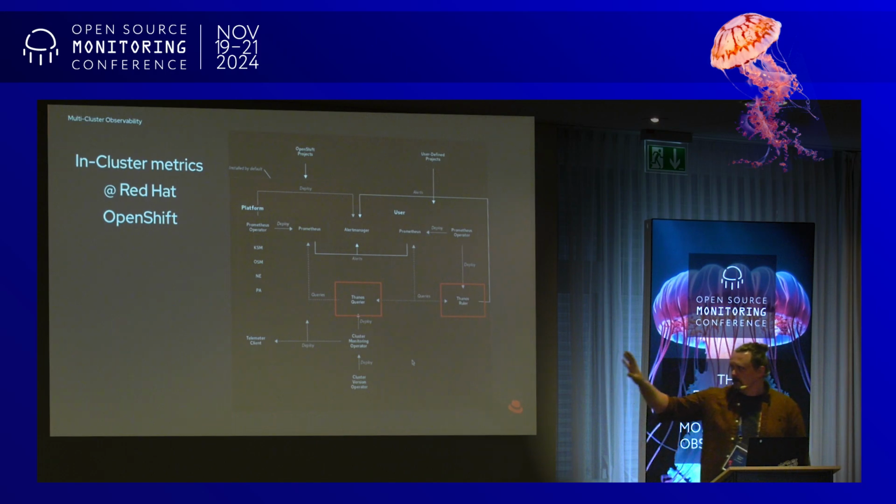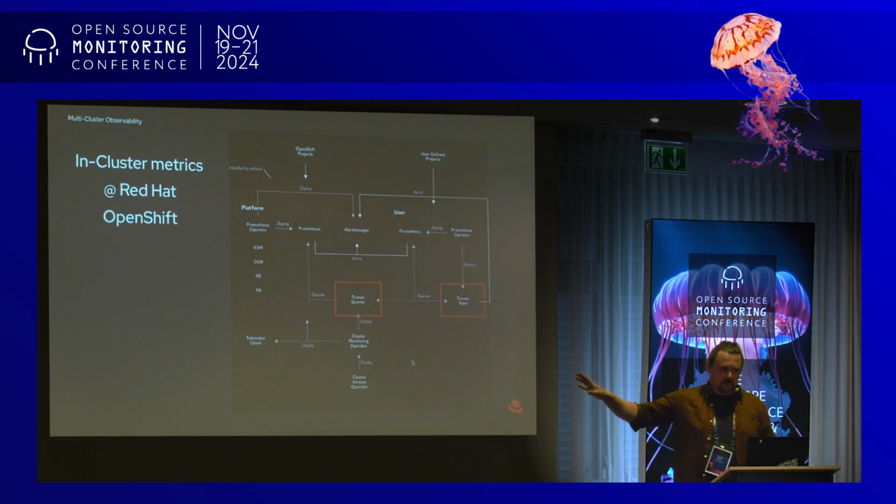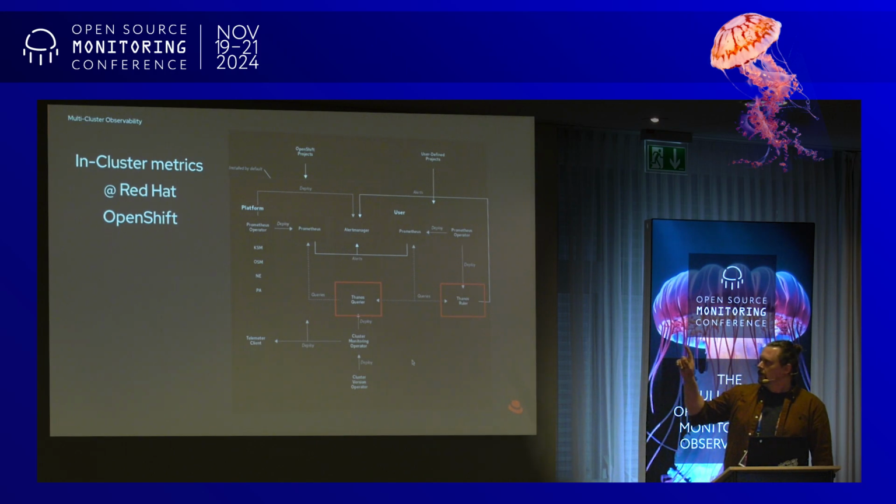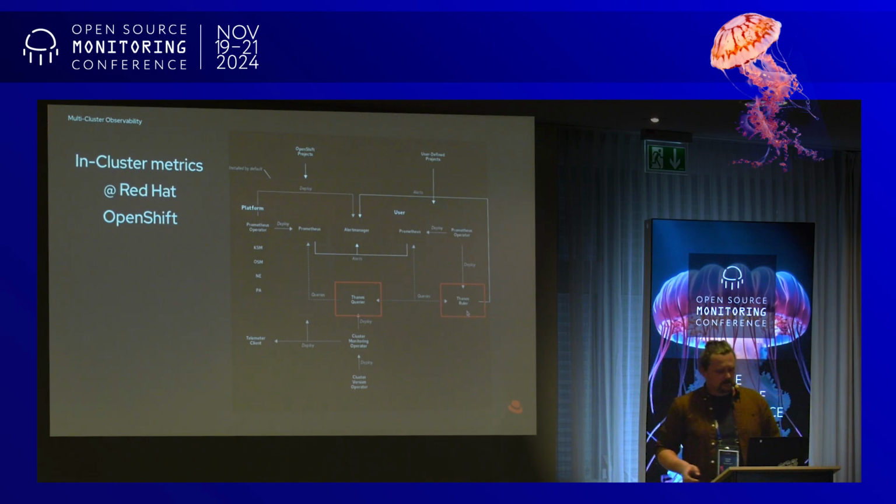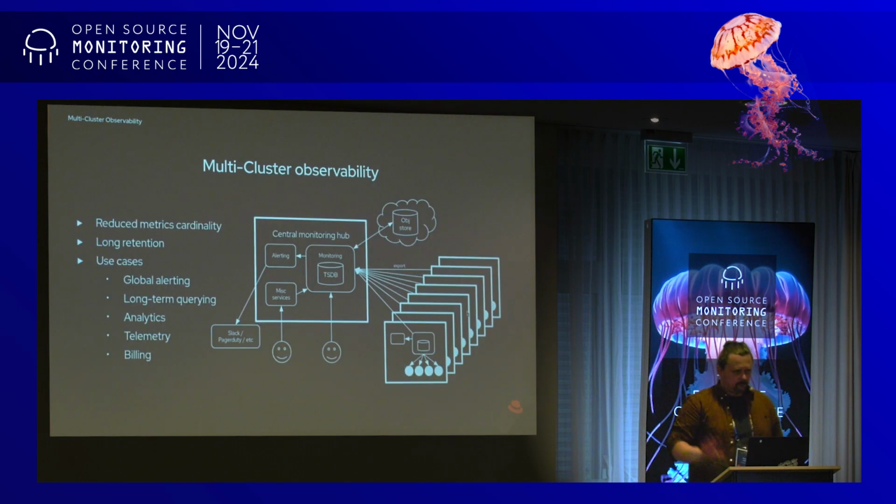So this is a picture from the official documentation of core OpenShift. We have here separation between two monitoring stacks. There's platform monitoring on the left and user workload monitoring on the right. We have here a Thanos query and a Thanos ruler for the use cases which I've just described. Good. Let's look at multi-cluster observability.